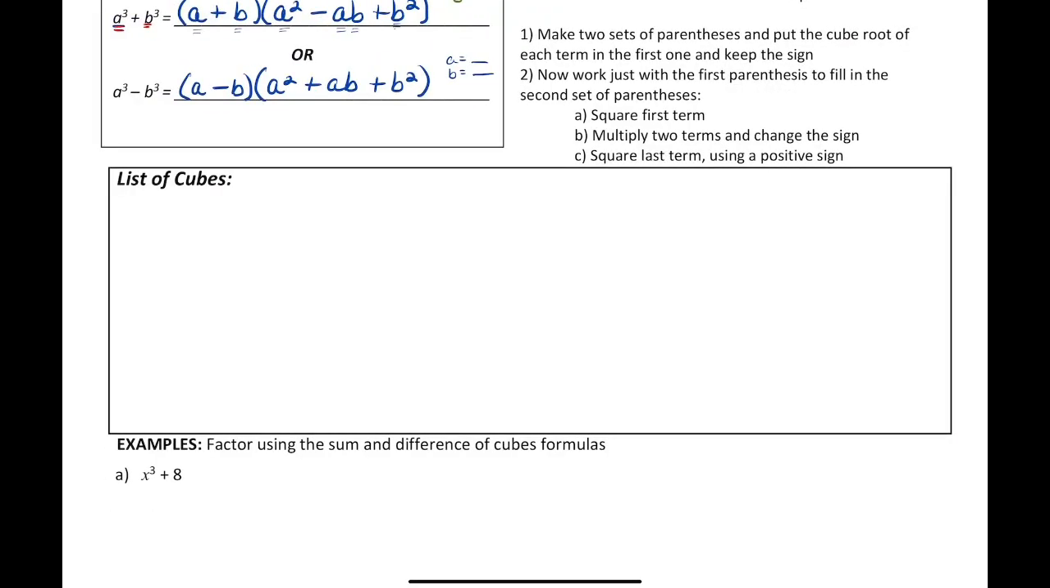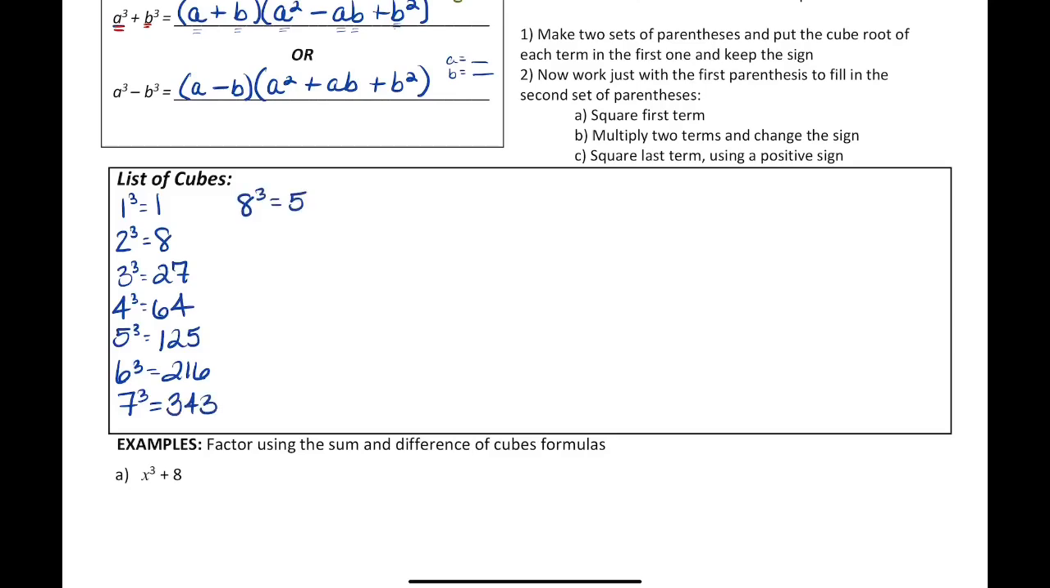Now, it doesn't hurt here to talk about a list of cubes and just go through some of them. I know some of you probably already have these committed to memory, but 1 cubed is 1. 2 cubed just means 2 times 2 times 2, which is 8. 3 cubed just means 3 times 3 times 3. So 27 is a perfect cube. 4 cubed is 4 times 4 times 4, which is 64. 5 cubed is 125. 6 cubed is 216. 7 cubed is going to be 343, a palindrome.